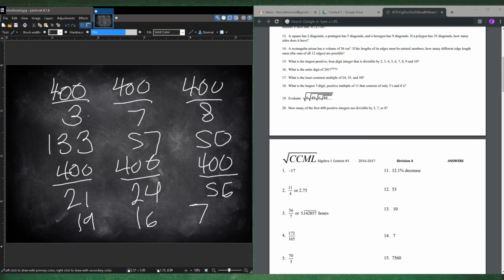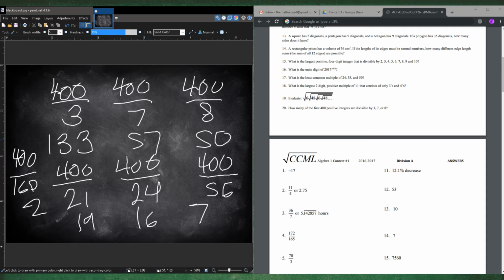But some of them are multiples of 3, 7, and 8, so you've got to remember those. 3 times 7 times 8 is 168. So we have 400 divided by 168, which is 2. So these are all the ones, including the pairs.